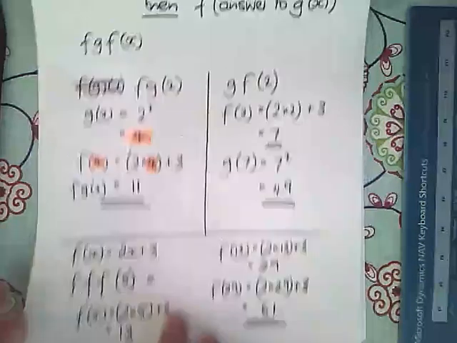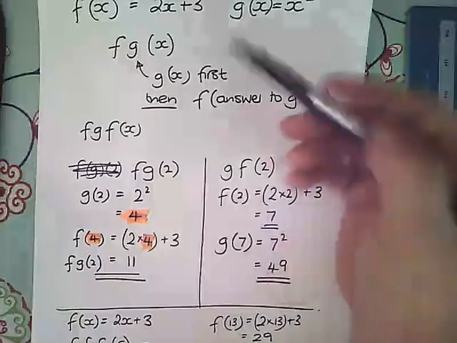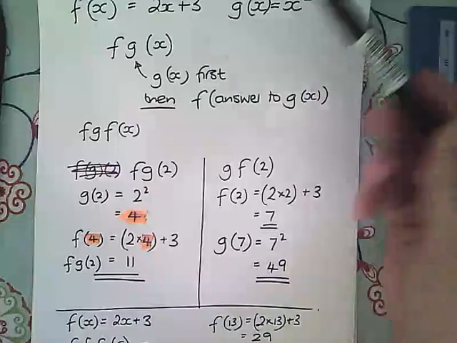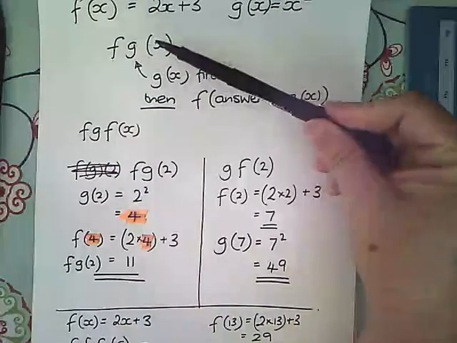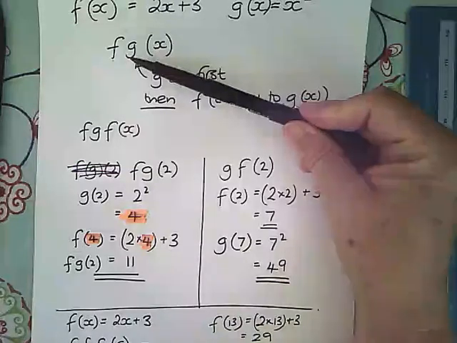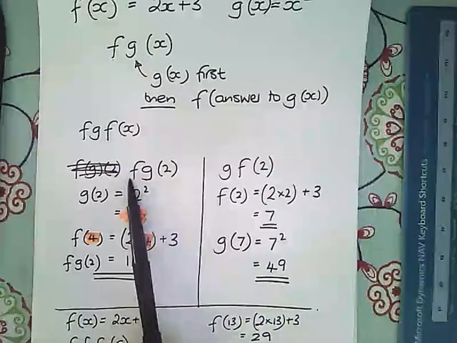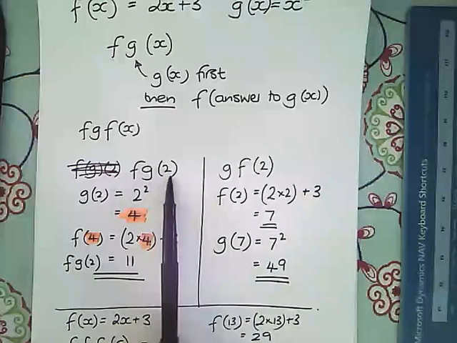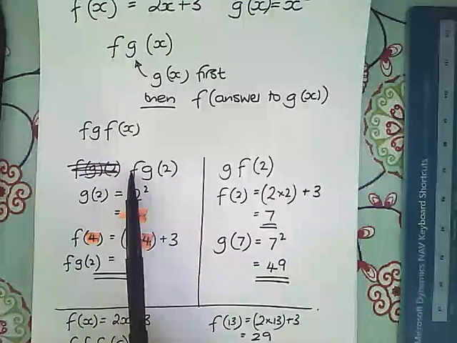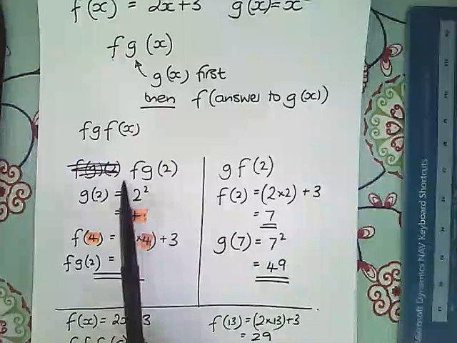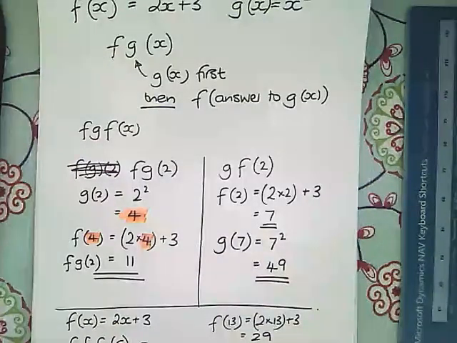Just to recap then, if you're given two functions and you're given a composite function, the first function you must do is the one closest to the number, and then you have to work your way out. So here we did g of 2, found the answer to that, squaring 2 gave us 4, and then we put 4, the answer to the first function, into the second function and did that.